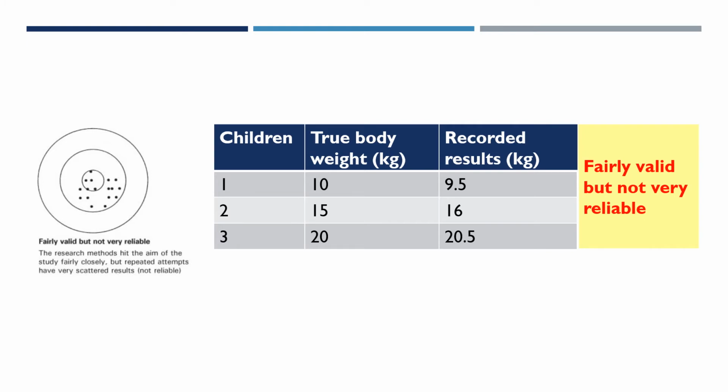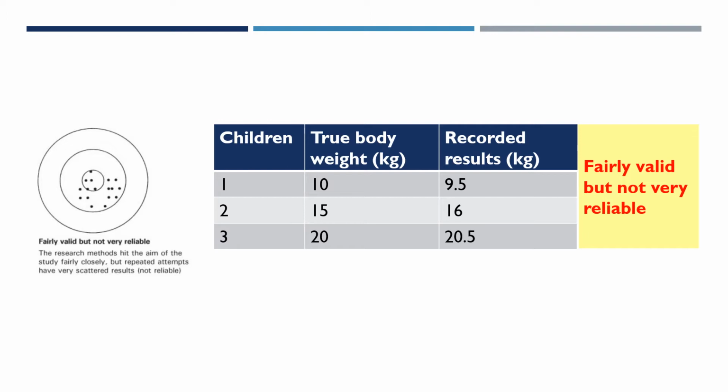Here is an example of a study which is fairly valid and not very reliable. We have the data on the same 3 children. But this time we see that the recorded result is sometimes lower, sometimes a little bit higher than the true value. This result is fairly valid because the results almost represent the true body weight, but they are not very reliable because sometimes the recorded results are higher, sometimes lower than the true value.